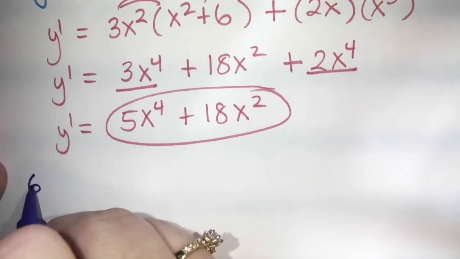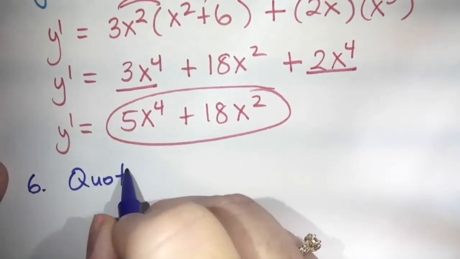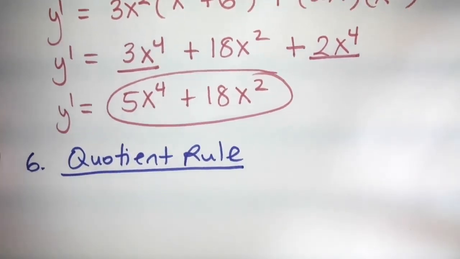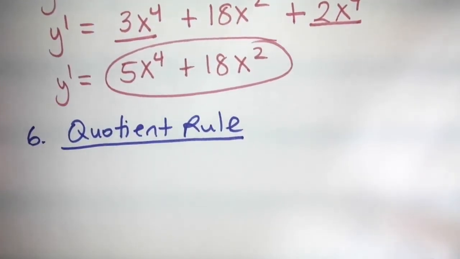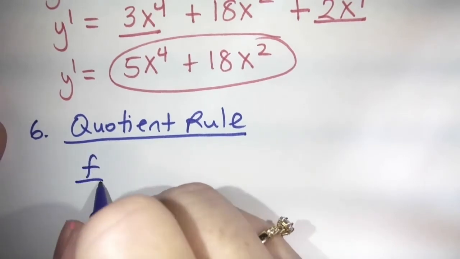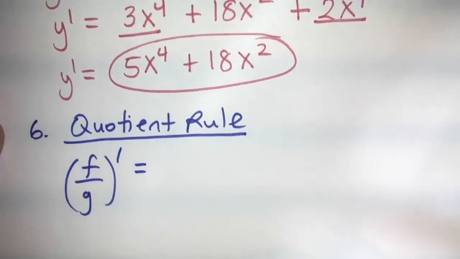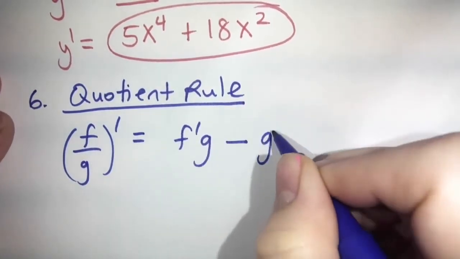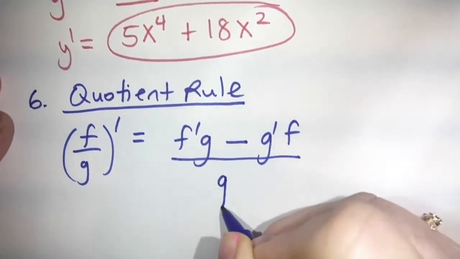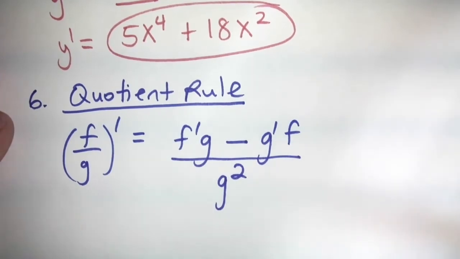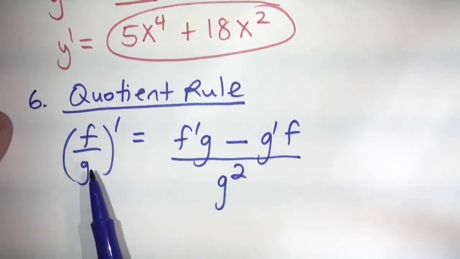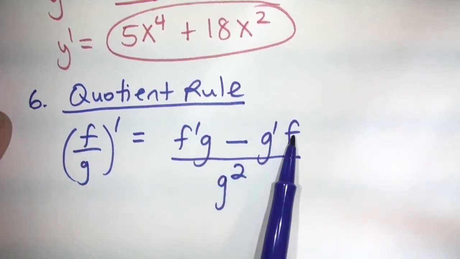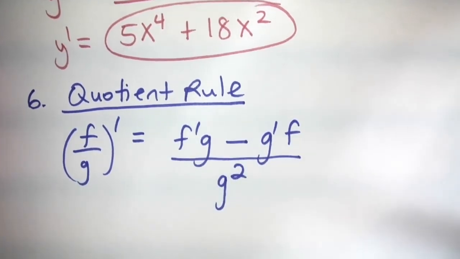So the sixth rule that we talk about is our quotient rule. Similarly, if we have f times g for our product rule, we can have f divided by g for our quotient rule. And our quotient rule is f prime g minus g prime f all over g squared. So in other words, the derivative of the top times the bottom minus the derivative of the bottom times the top all over bottom squared.